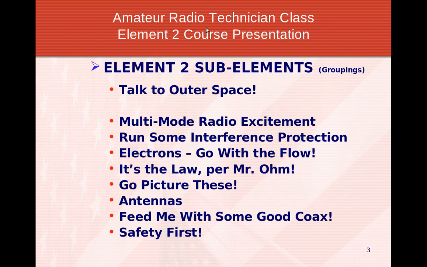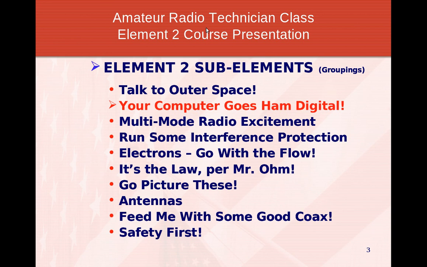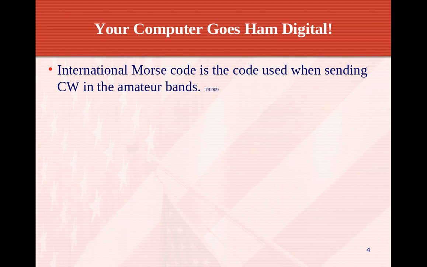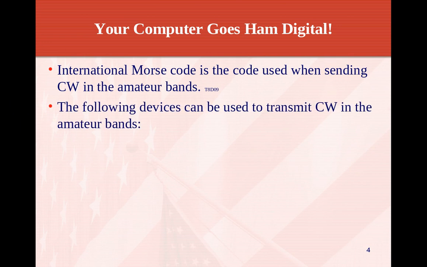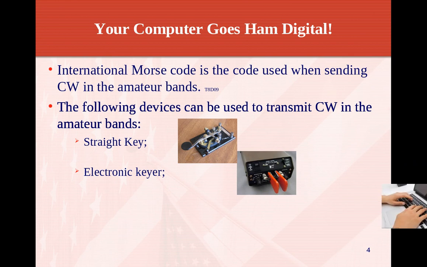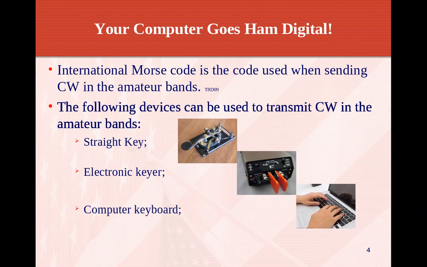All right, so we're on the 12th section here, Your Computer Goes Ham Digital. International Morse Code is the code used when sending CW in the amateur bands. So when you're in the CW mode, you're transmitting Morse code. The following devices can be used to transmit CW in the amateur band. You can use a straight key. You can use an electronic keyer. You can use a computer keyboard. And all these are correct.